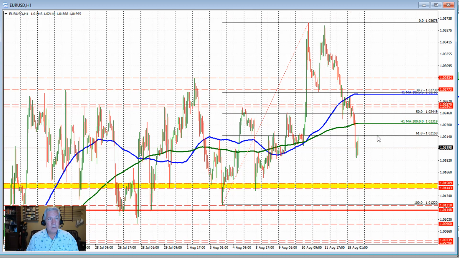But we are below the 61.8% retrace. We are below the 200-hour moving average. They define close risk for traders now. The 61.8% comes in at 1.02159. Staying below that level is more bearish.